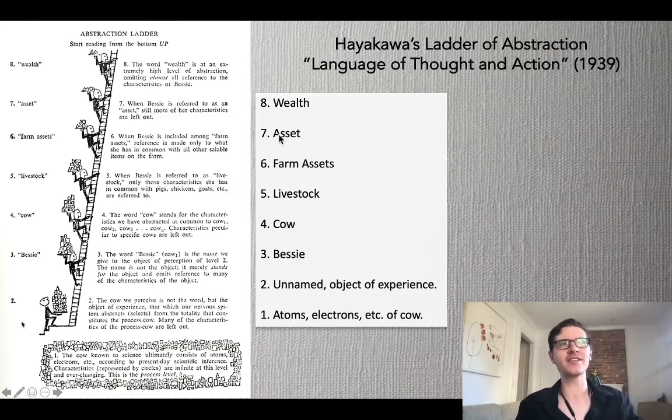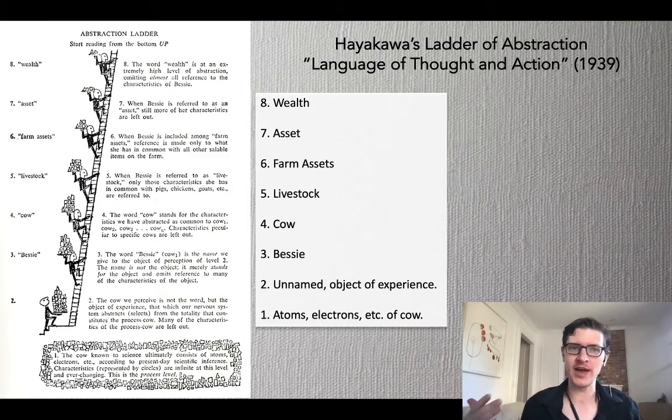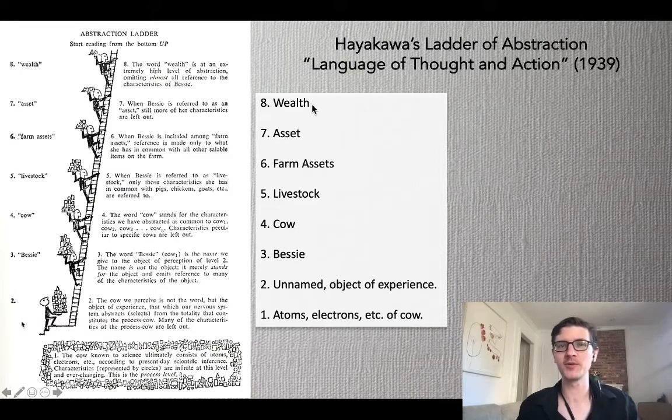We just have an asset, right? Some saleable item similar to a cell phone, right? Computers, a carrot, anything you can sell, right? Now, all of this translates to probably the most abstract word in this ladder, which would be wealth, right? An extremely high level abstraction, omitting almost all reference to the characteristics of Bessie, right? So the farmer walks out onto the field, doesn't see Bessie, just sees wealth, right?